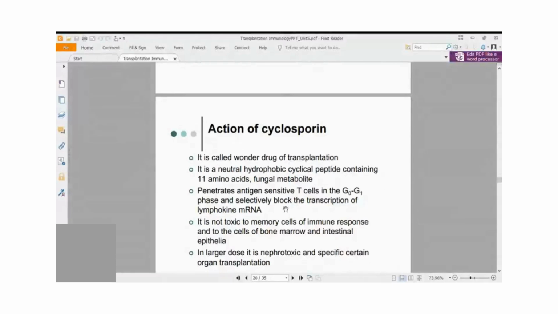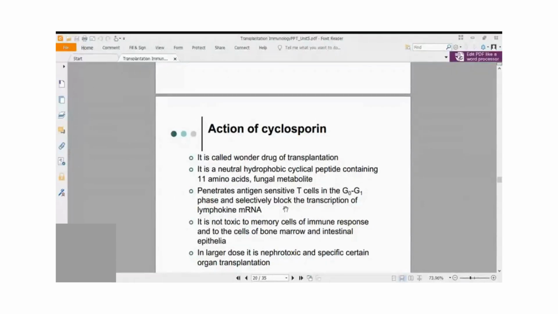Okay, it is also mentioned that it is not toxic to memory T cells which are already there in the body, and memory B cells which are already there in the body, especially in the bone marrow, which is a primary lymphoid organ. Memory cells are stored in the bone marrow, and it is not toxic to intestinal epithelium. Therefore, it is called a wonder drug, except that in excess dose, it causes kidney damage. It is nephrotoxic.